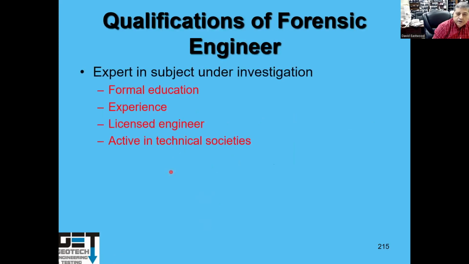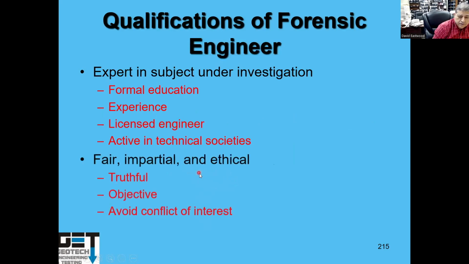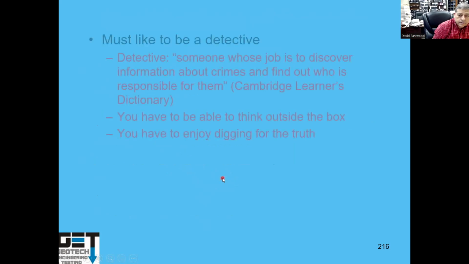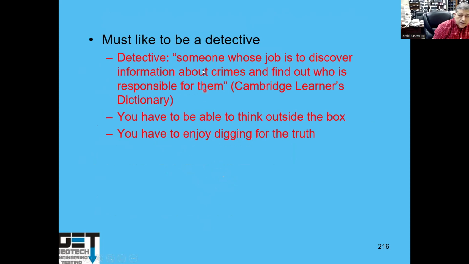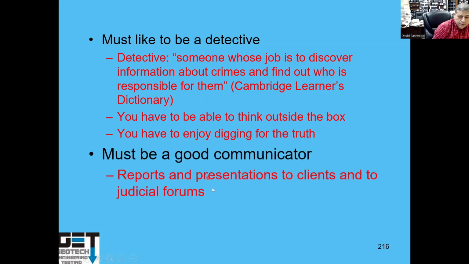Qualifications of the forensic engineer. You have to have formal education, experience. You got to be a licensed engineer, active in social technical societies, fair, truthful, objective, avoid conflict of interest. Got to be like a detective. Detective is somebody whose job is to discover information about crimes and find out who's responsible for them. You have to be able to think outside the box. You must enjoy digging for the truth. Got to be a good communicator. You got to be able to do reports and presentations, deposition, trials, all that kind of stuff.